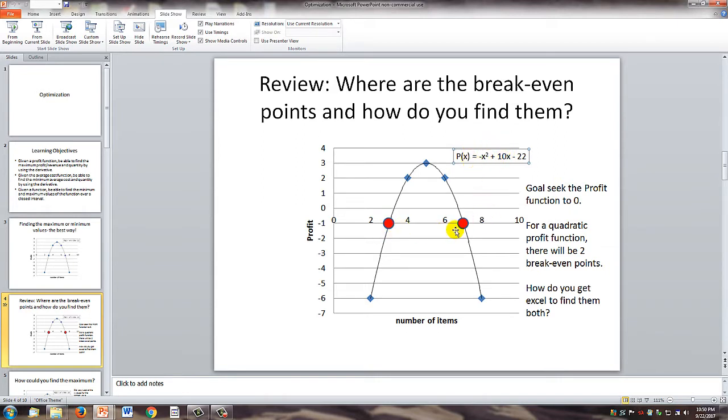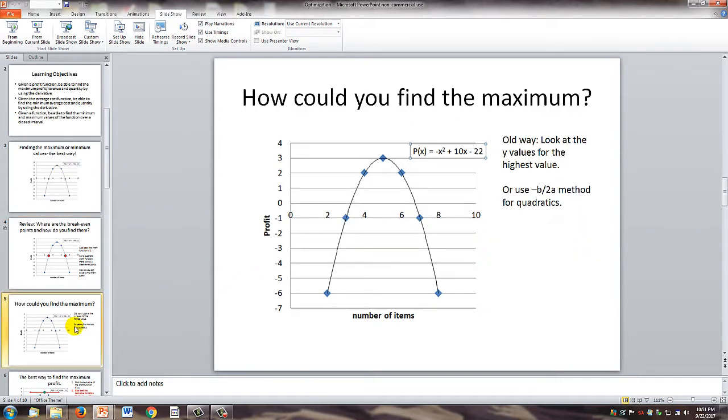There's going to be two for a quadratic profit function, and then I just want to review how you get Excel to find them both. So it looks like this break even is when the number of items is 3, and this one is when the number of items is 7. So remember that when you're goal seeking in Excel, you have to give Excel a guess number, and say, Excel, would you please look around the number 3, and then goal seek, and then again say, Excel, would you look around x equals 7, and then goal seek around there. So that's review.